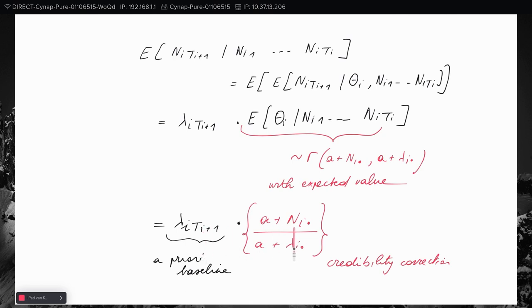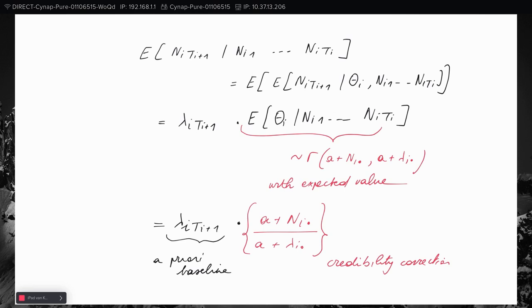But if, like Bruno says, this N bullet, so the history of claims that you reported, is going to be larger than the lambda bullet, what we expected for you based on our a priori tariff, then this guy will become larger than 1 and you'll get a penalty, right? Because we said, yeah, based on your history, we in fact charged not enough in our a priori tariff, so we're going to give you a penalty. Or the other way around, if you're doing way better, if the N bullet is smaller than the lambda bullet, you'll get a discount because apparently we charged you too high in the a priori tariff table.